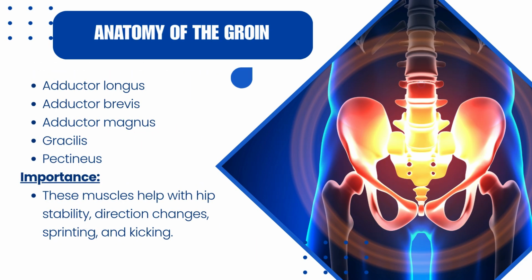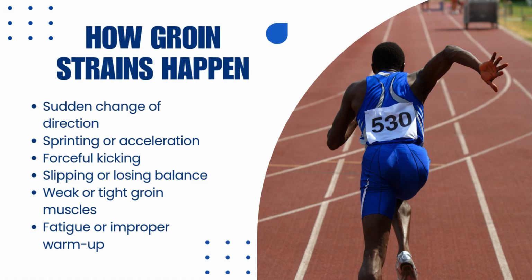Now, let's talk about the anatomy of the groin strain. What muscles are involved? Your adductor longus, brevis, magnus, gracilis, and pectineus. Also, these muscles are important for hip stability, changing direction, sprinting, and kicking.